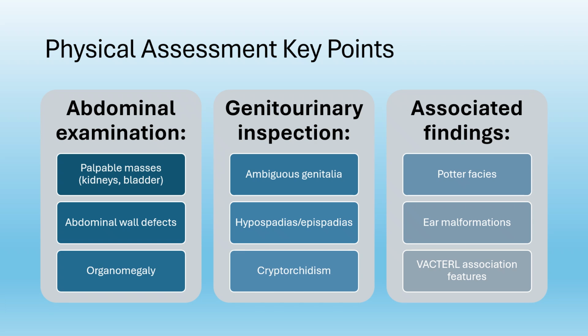Ear malformations deserve special attention. The ears and kidneys develop during the same embryologic window. Low-set ears, abnormal shape, or preauricular tags signal potential renal anomalies. VACTERL association features remind us that birth defects rarely occur in isolation. When we see vertebral anomalies, anal atresia, or cardiac defects, we actively search for renal involvement. These associations aren't coincidental. They reflect disrupted developmental fields affecting multiple organ systems simultaneously.